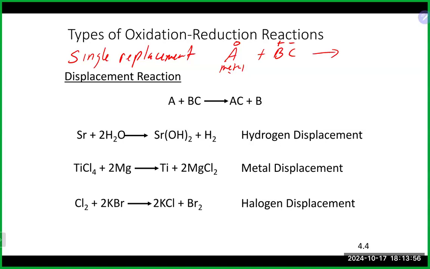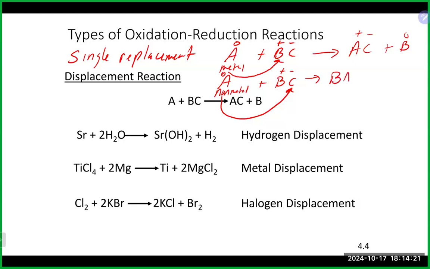If this is a metal, it will come in and kick out the positive guy and form a new ionic compound. And that guy that comes out will actually have no oxidation state. Much like we saw when we did that reaction, we can start with a non-metal and an ionic compound. And that non-metal will then go kick out the negative guy and make a new ionic compound. And that guy that comes out will have no charge.